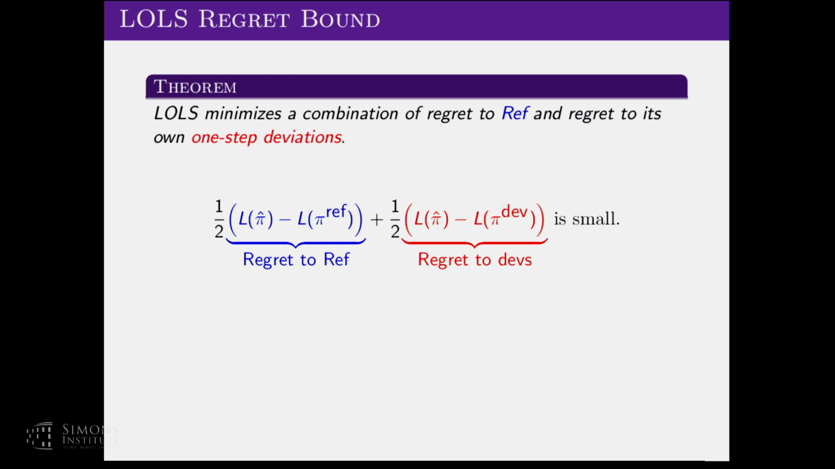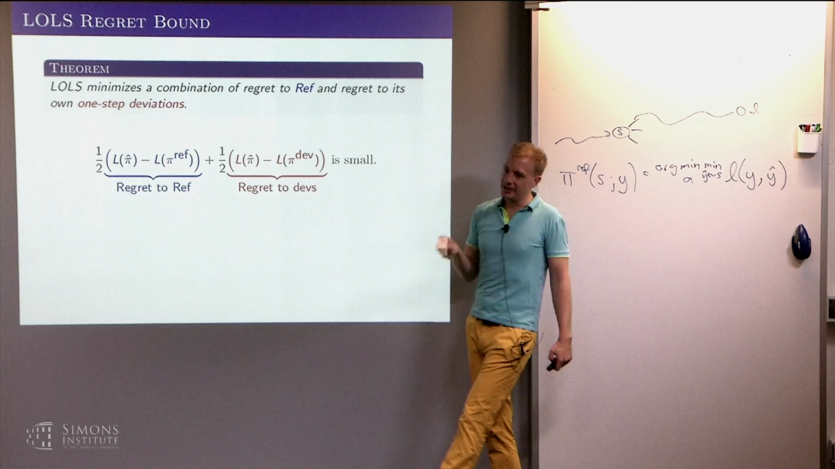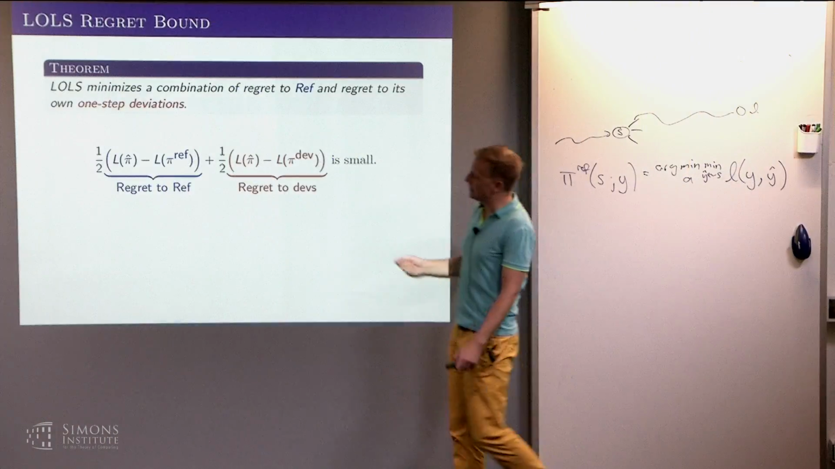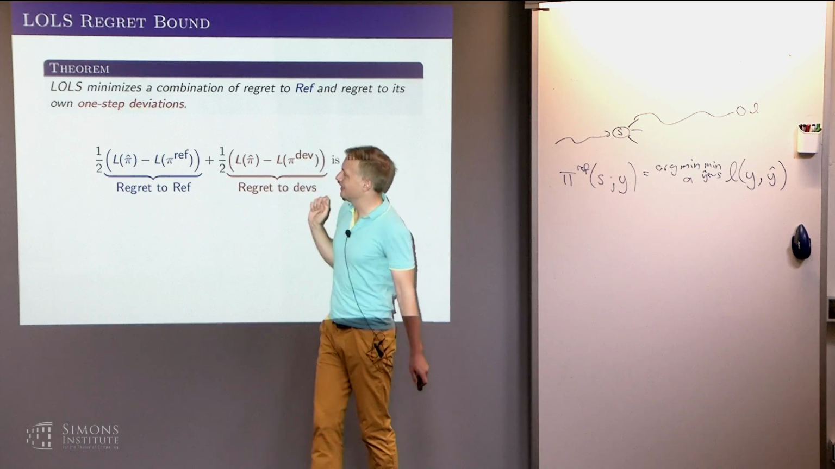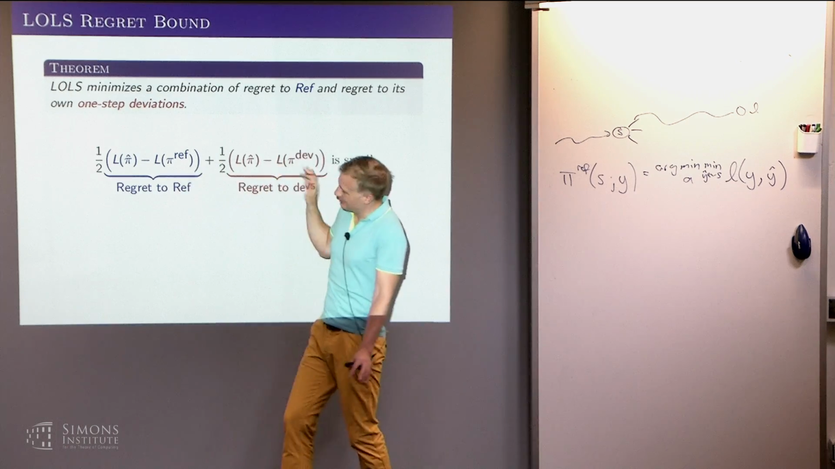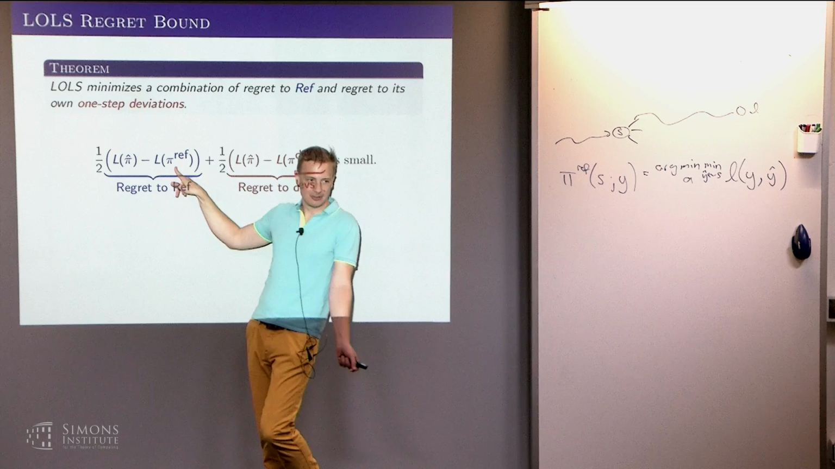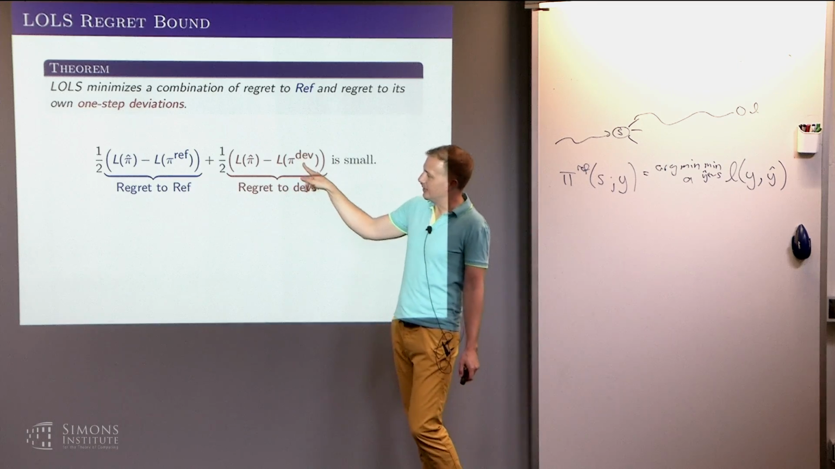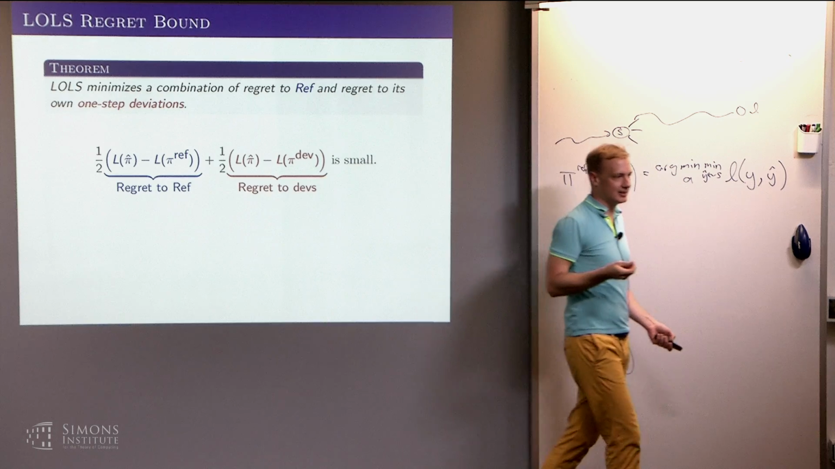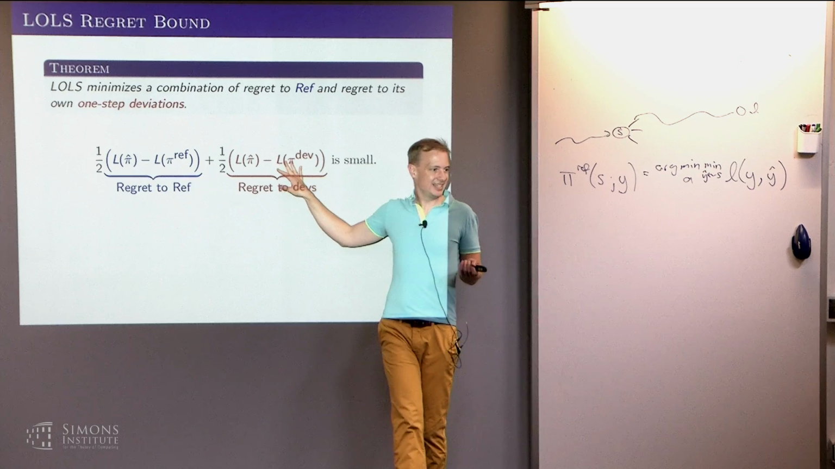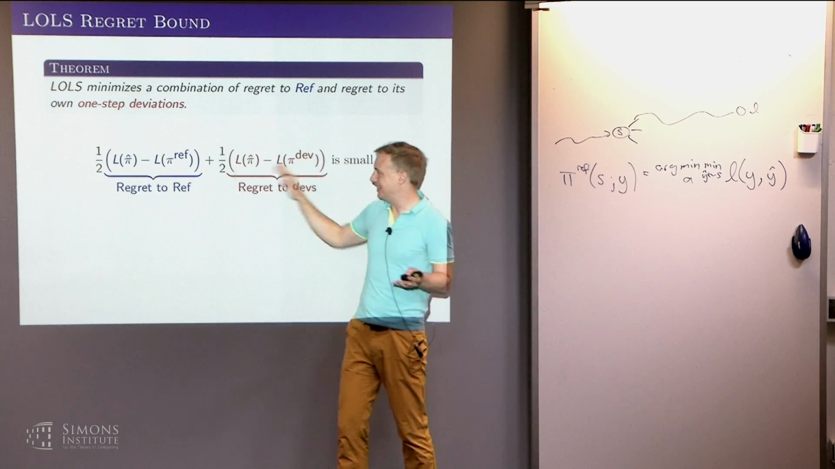So the main result that we get is that if you run this training procedure, the regret of the learned policy is bounded by the sum of these two terms. So these two terms are small. The first term is what's your regret with respect to the reference, and the second term is what's your regret with respect to your own one-step deviations. We would like both of these to be small simultaneously. We don't have that. We have that the sum is small.